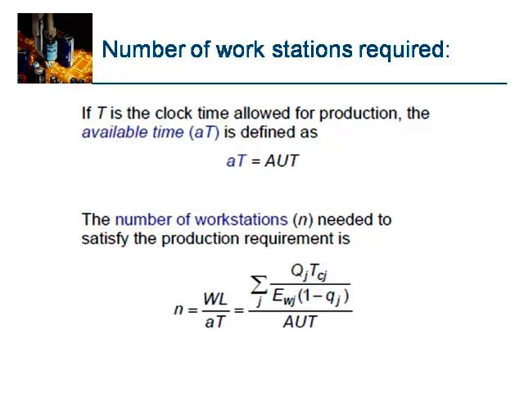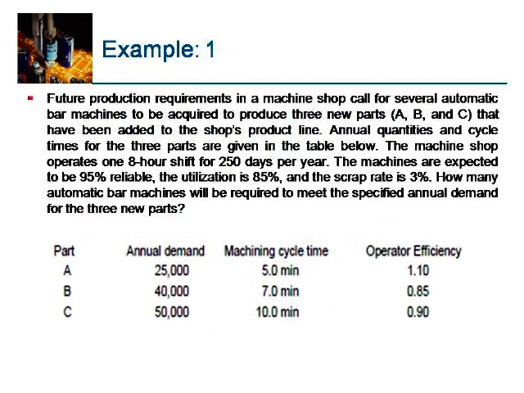Number of workstations required, where T is the clock time allowed for production, then the availability time is AT is defined as A U into T. The number of workstations N needed to satisfy the production requirement, N is equal to WL by A into T, or as we have already calculated, this WL is equal to sigma QJ TCJ divided by EWJ 1 minus small qj by A into U into T. And we can now have a small example. In example 1, let us discuss with the concept what we have discussed so far. With respect to that, let us solve this problem.